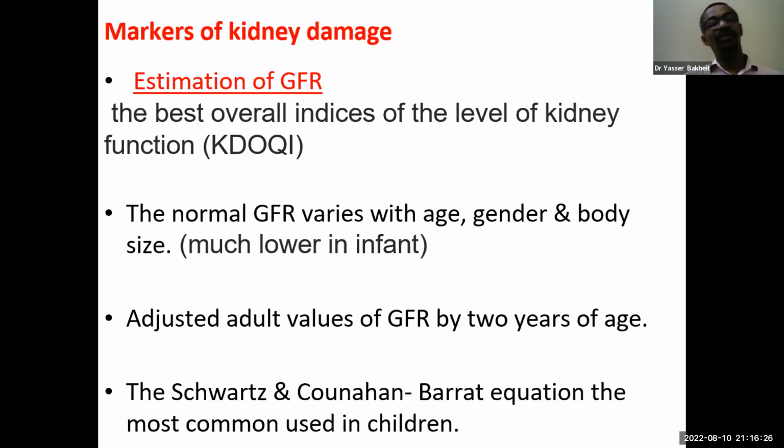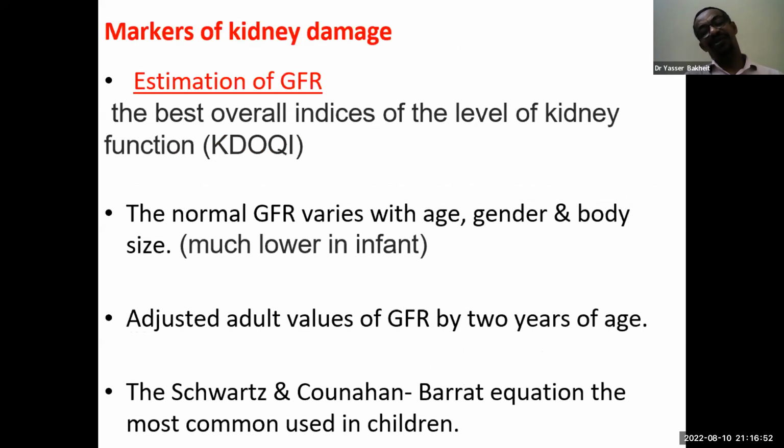Biomarker of kidney disease, also to estimate the glomerular filtration rate, is the best overall indicator of the level of the kidney function. The normal GFR varies with the age, gender, and body size, much lower in infants because the kidney is not mature enough.